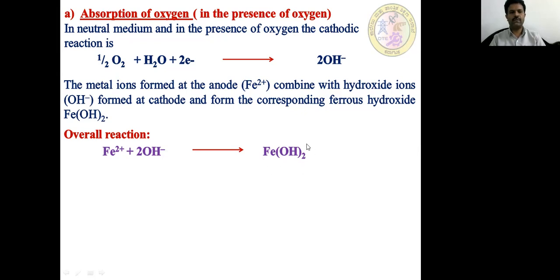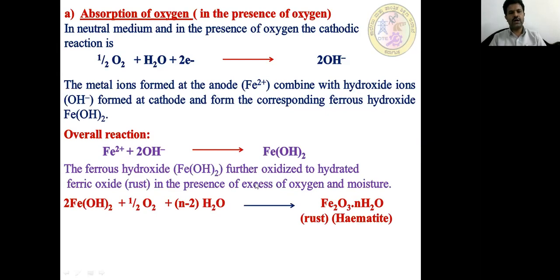Ferrous hydroxide is formed, but here it lost 2 electrons but still it has not attained complete stable electronic configuration, complete stability. If it loses one more electron, then it becomes completely stable. Hence, what that ferrous hydroxide will do, the ferrous hydroxide will further oxidize to hydrated ferric oxide in the presence of excess oxygen and moisture.